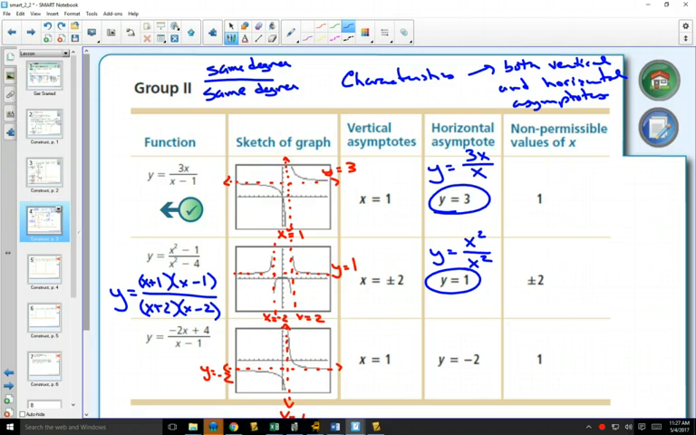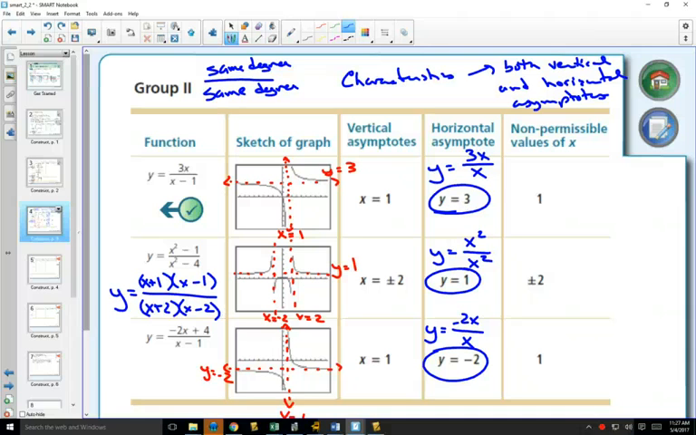In the last one, what's the highest power? It's an x. We have a negative 2x on the top and a positive x on the bottom. If you simplify that, you get y equals -2. So our horizontal asymptotes are found by looking at the highest power in the top and the highest power in the bottom and seeing what that equals.